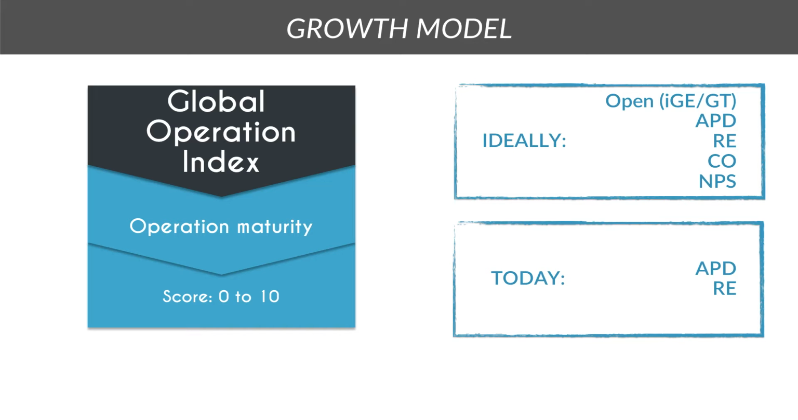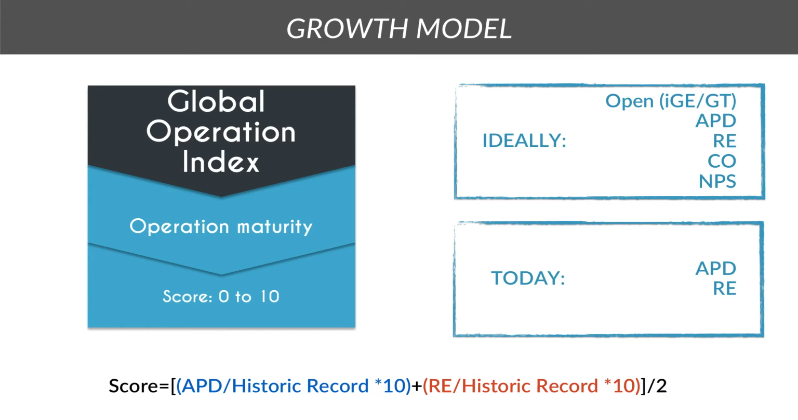So we did a simple calculation with that, as you can see here. The score is the number of approved divided by the historic record, times 10, which means that if you have the historic record in approved, your score is 10. In the same way, realization. So we take an average between approved and realization, and then you have your score.